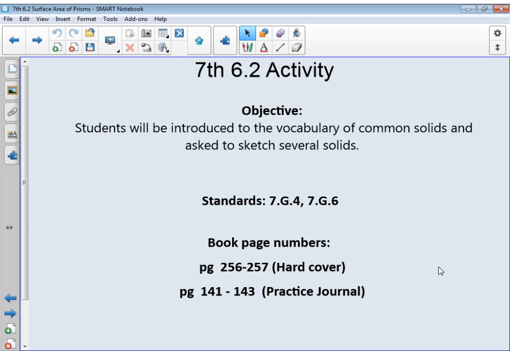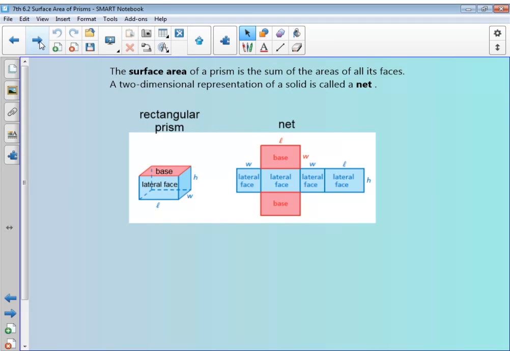through 143. Okay, today we're going to be working with surface area. So understanding that a prism is a three-dimensional figure, the surface area of a prism is the sum of the area of each of its sides put together. A two-dimensional representation of a solid is called its net.